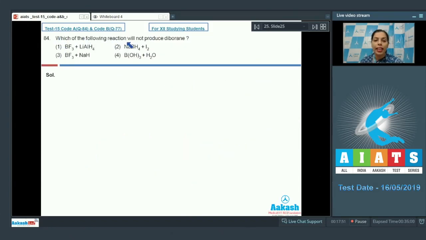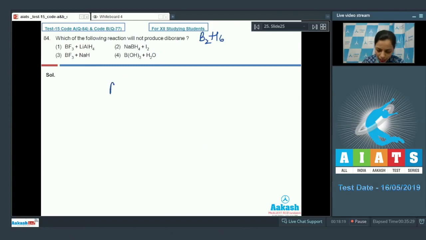Which of the following reactions will not produce diborane? What is diborane? You know that, B2H6. And if I talk about these reactions, BF3 is combining with lithium aluminum hydride, NaBH4 combining with iodine, BF3 combining with NaH, sodium hydride, further boric acid combining with water. We need to know in which case diborane is not produced. I'm just going to tell you.